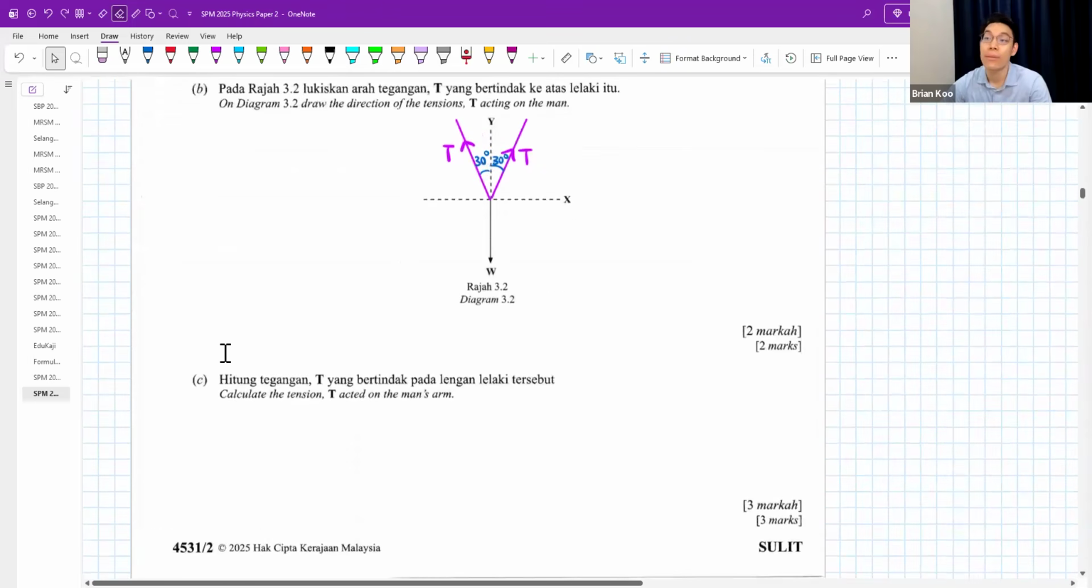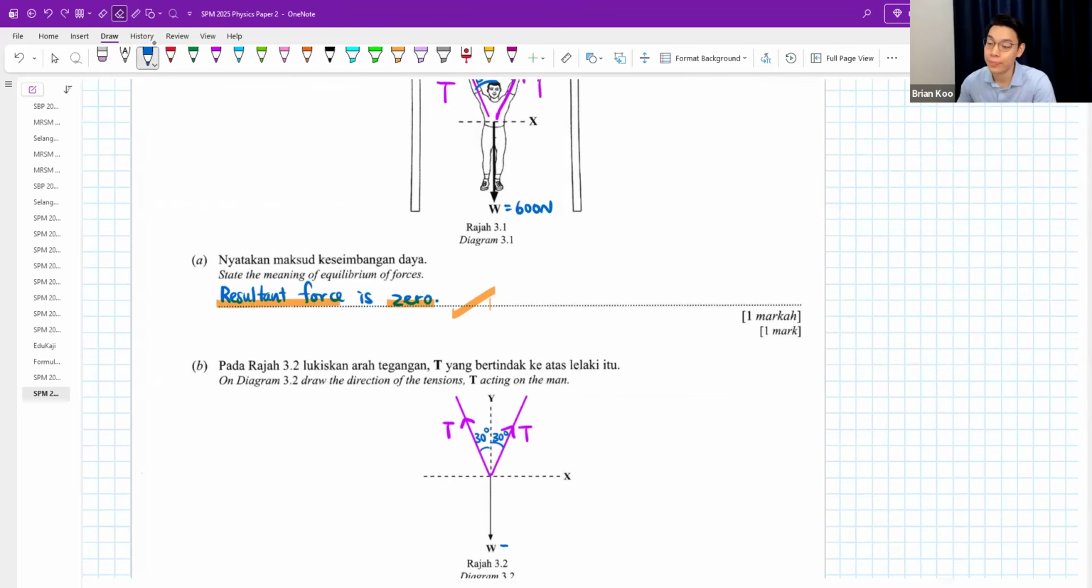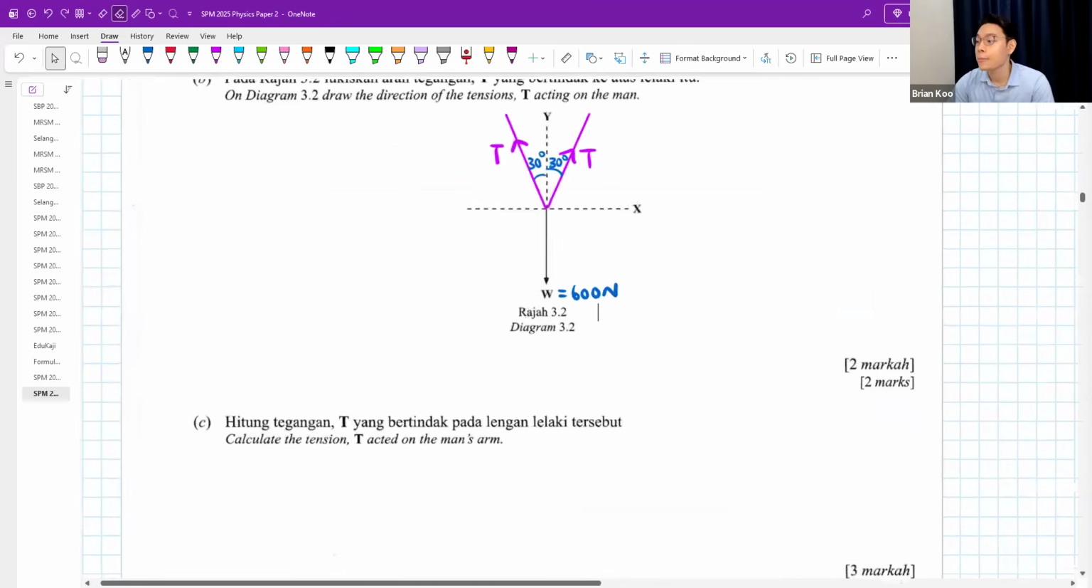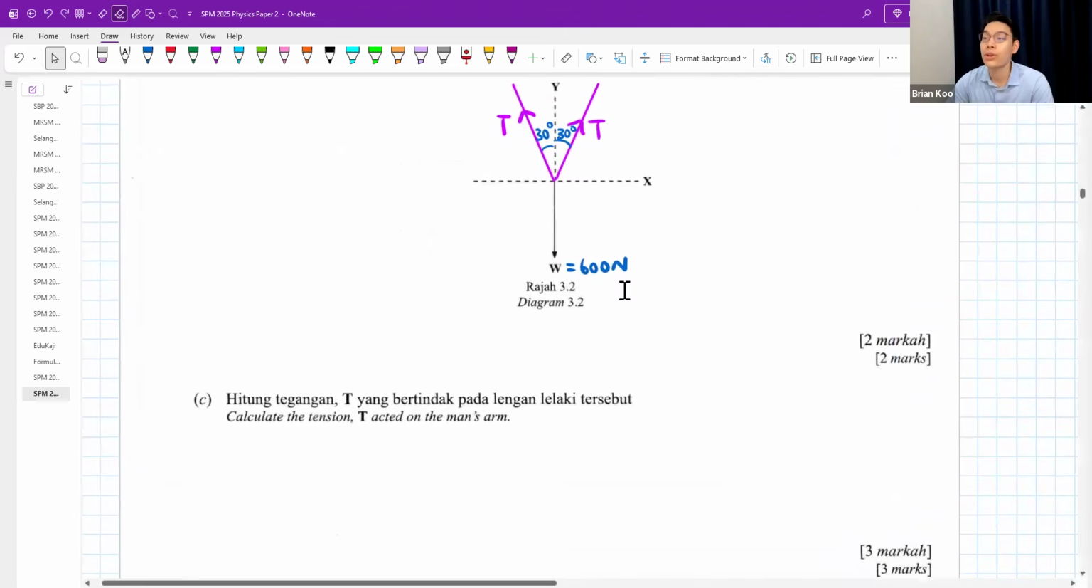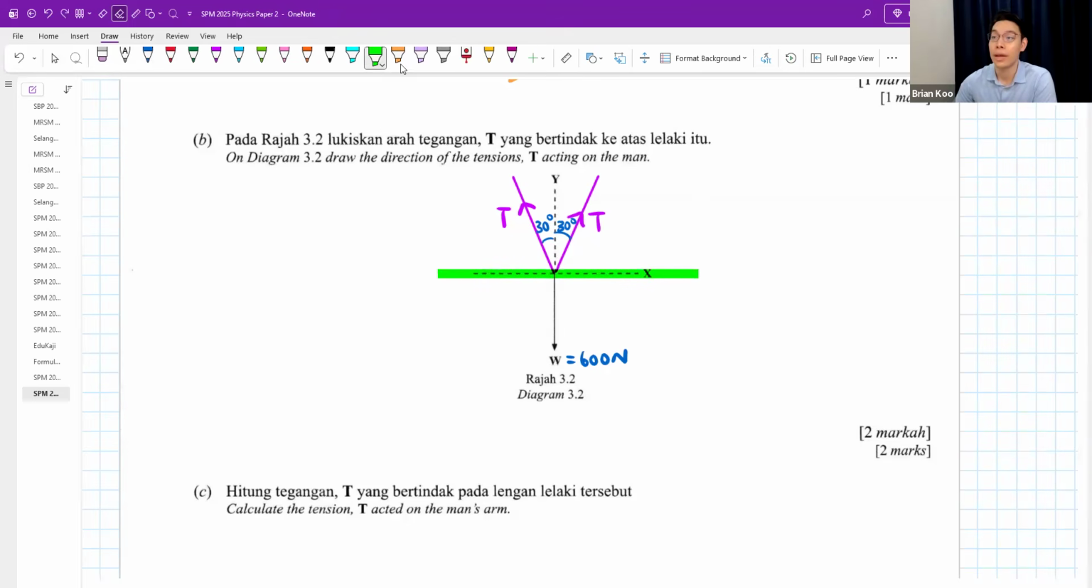Then calculate the tension on the man's arm, 3 marks. So this part got many ways. By the way, the weight is 600 newtons. I write here just so that it is easy for me to do the calculation. Now, they ask you to draw like this to help you use something called the T-shape method. In my class, normally I tell my students you can do a method called T-shape method, where you split all the forces into a T shape.